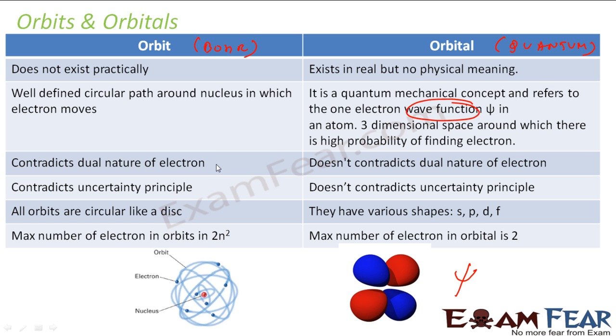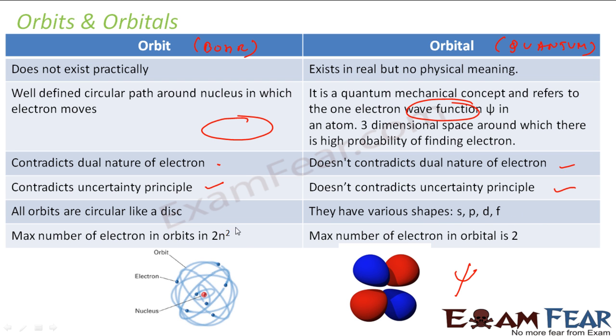The orbit concept contradicts the dual nature of the electron. The orbit concept also contradicts the uncertainty principle. All orbits, the theoretical orbits, were like a disk. For example, see the disk space. But the orbitals can have various shapes. s, p, d, f. We will explain the different shapes we have for orbitals in the next few slides.